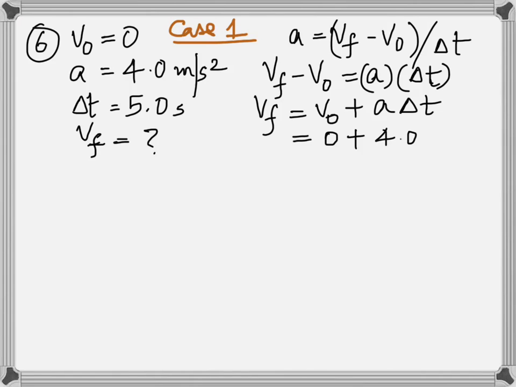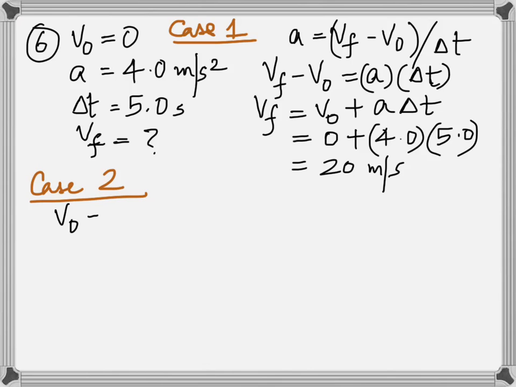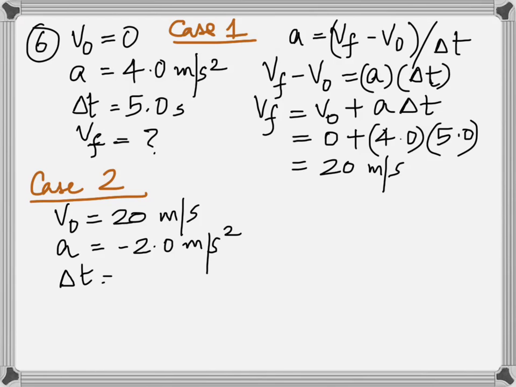Plug in the numbers and you get 4 times 5, which is 20 meter per second. Now in case 2, it maintains this velocity for 10 seconds, and so that doesn't matter because you only have to find the final speed. And then after that, it decelerates at the rate of 2 meter per second squared. So the initial velocity is 20 now. A is negative 2 because it's decelerating, and the time is 4 seconds. Got to find the final speed.